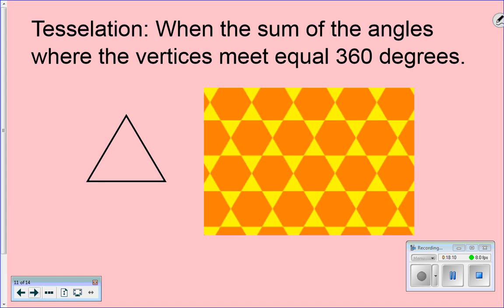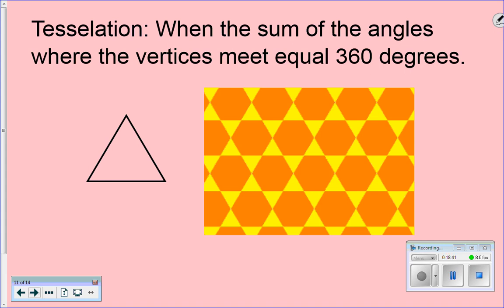Tessellation. I think I spelled that wrong. I think it has 12 in it. When the sum of the angles where the vertices meet equals 360 degrees. So you're like, what? Basically what a tessellation is, it's a pattern without any spaces in it. Okay? You did do this in 4th grade. Somebody already told me that. If I had more time, I'd make you do your own. They're actually kind of fun.